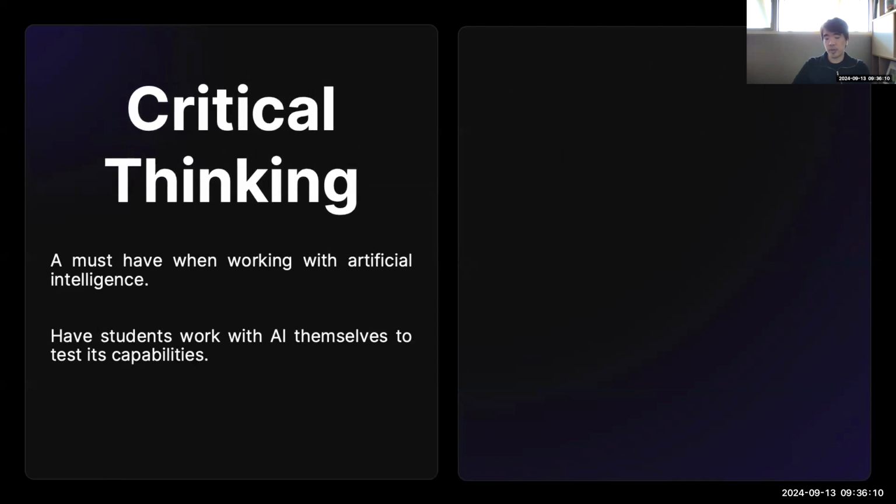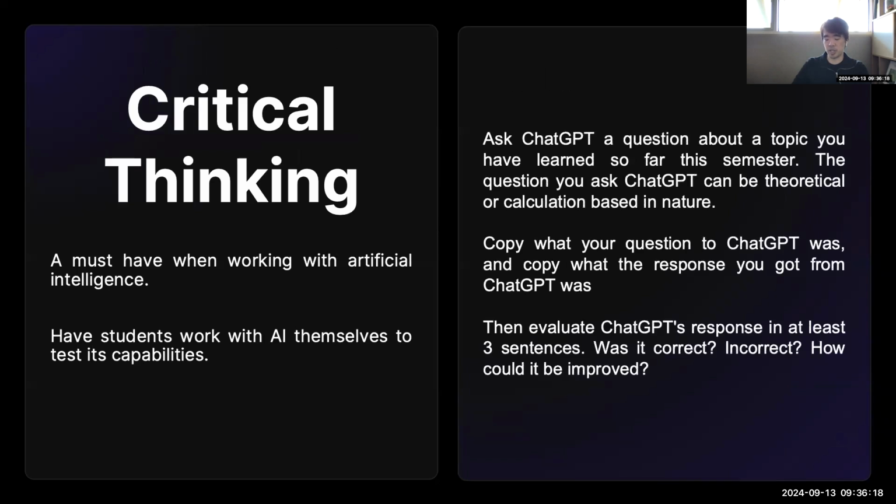How I instill critical thinking in my students: I have students actually work with AI themselves to test its capabilities. So this was one of the discussion prompts I put into Canvas for the students. I asked them, hey, go ahead and ask ChatGPT a question about a topic that you learned so far this semester. It can be theoretical or calculation-based in nature. Then copy your question to ChatGPT and the response you got from ChatGPT and evaluate its response. Was it correct, incorrect? How could it be improved?